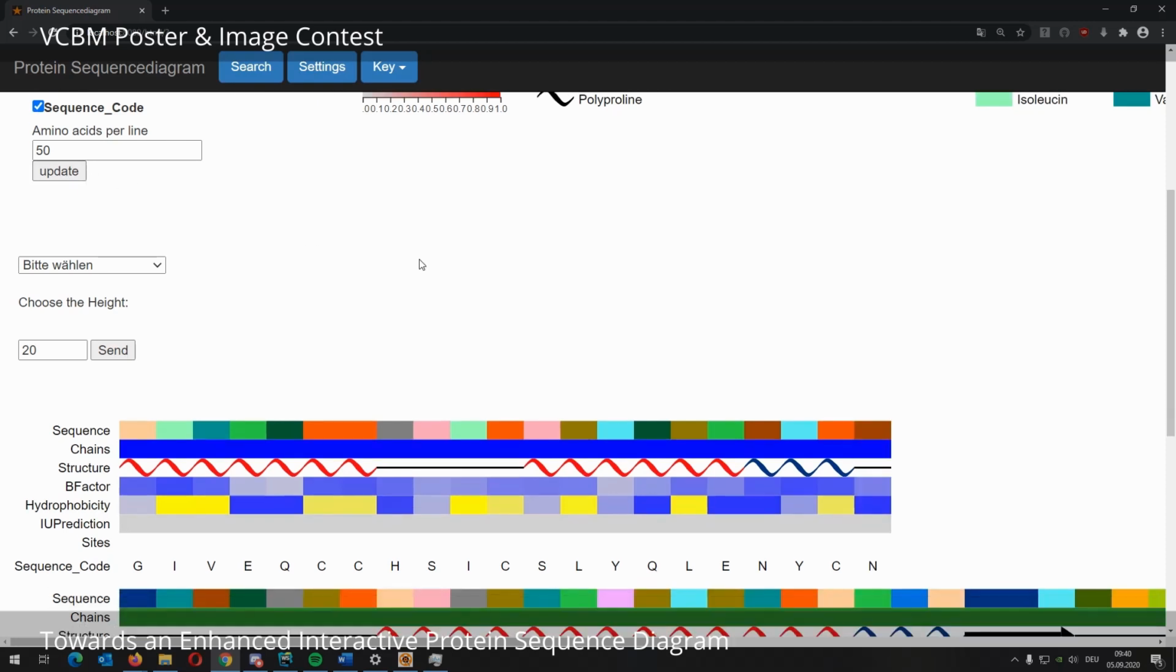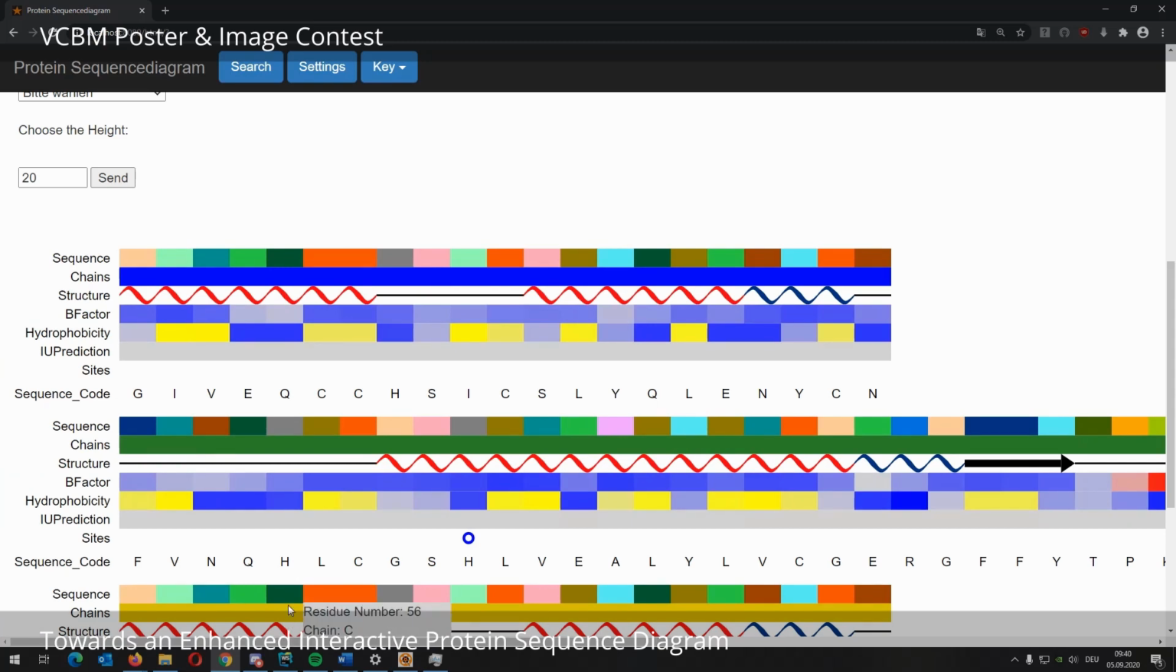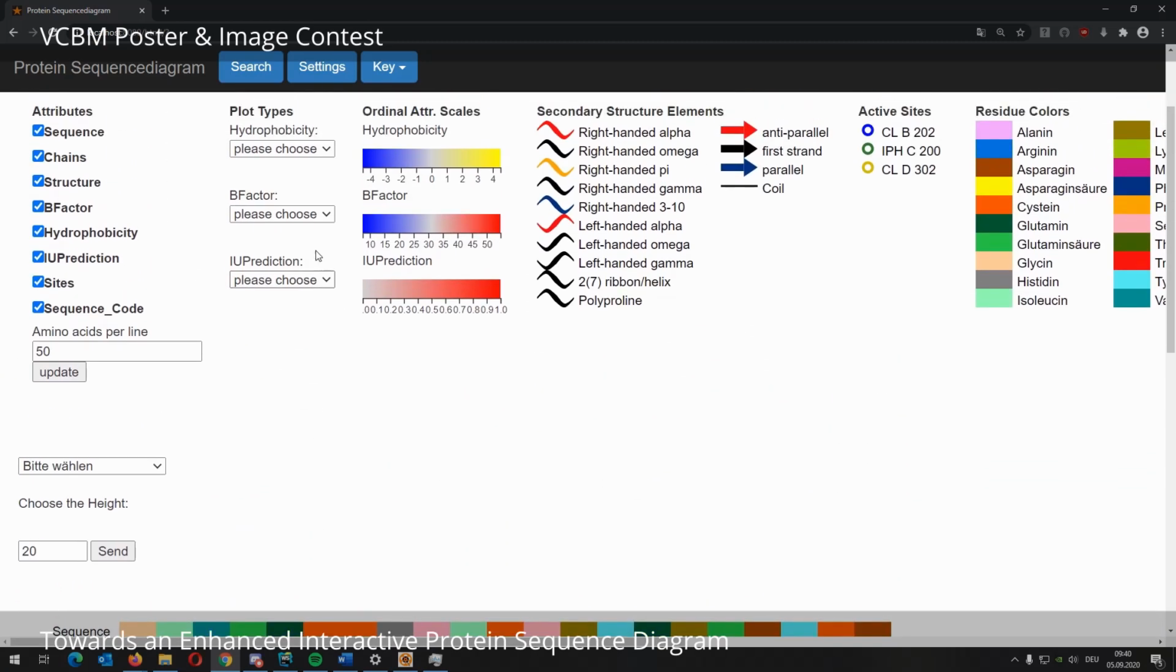We extended the idea of traditional sequence diagrams by offering the option to encode suitable attributes per atom instead of just per amino acid. Our interactive sequence diagram includes tooltips and is fully configurable.